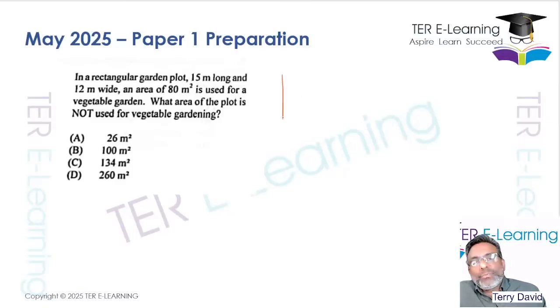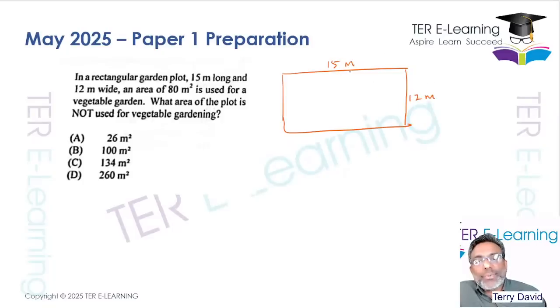So if I were you, basically this is what we have. We have a rectangle, and it is 15 by 12, so 15 meters by 12 meters. And what they're trying to say is that 80 meters squared is used for a vegetable garden. So let's block off a piece of this here. So this piece here is 80.